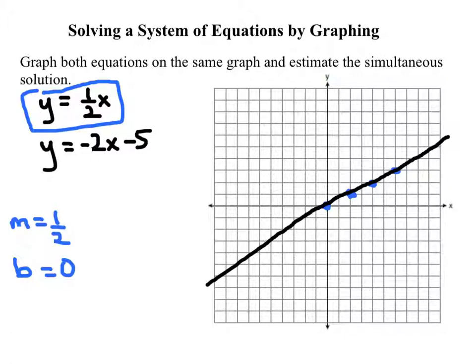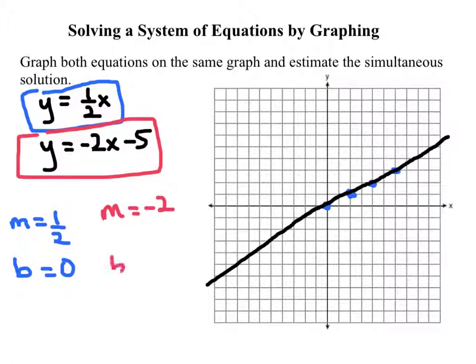I'll now move to my second equation. Y equals negative 2x minus 5. And with this one, my slope is negative 2. And my y-intercept is negative 5. So I'll begin by plotting the y-intercept at negative 5, 0, negative 5. So 1, 2, 3, 4, 5. It's about right here. And I notice with my slope, it is an integer.